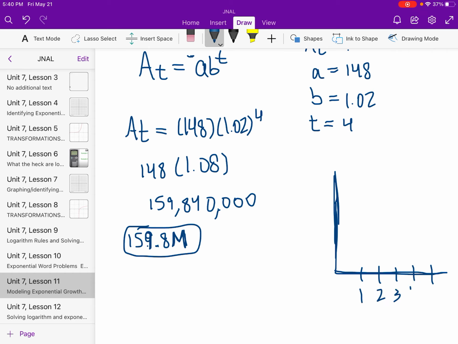1, 2, 3, 4, 5. These are the years. 100, 200, or we can just say 150 actually. So 150, 200. So year 1 was 2019 when we had 148 million. Year 2 it was 151 million. Then year 4 we skip ahead to 159 million, and we could assume it would be somewhere around here going back. And that doesn't necessarily look like it's exponential, but whatever.